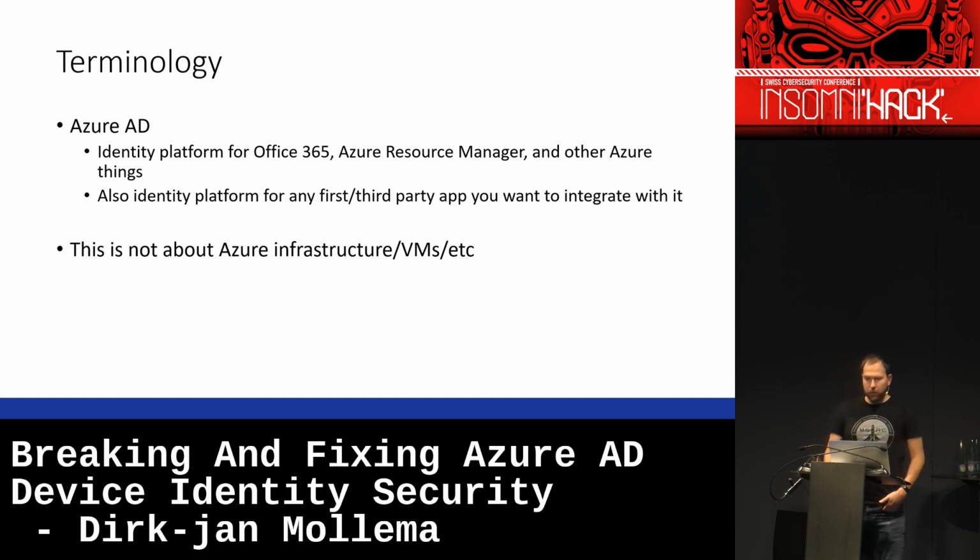So just before we start, a little bit on terminology. This talk is really about Azure Active Directory. So it's not about Azure as a cloud infrastructure provider. It's not about virtual machines, etc. But it's really about the Azure AD identity platform. And the identity platform is for Microsoft 365, also Azure Resource Manager, or basically any other app you want to integrate with it. So this is kind of the follow-up from on-prem Active Directory, but it's really the identity part and not about cloud resources.